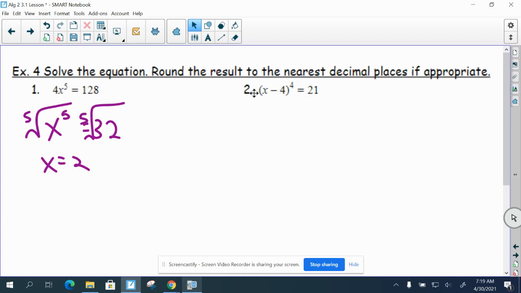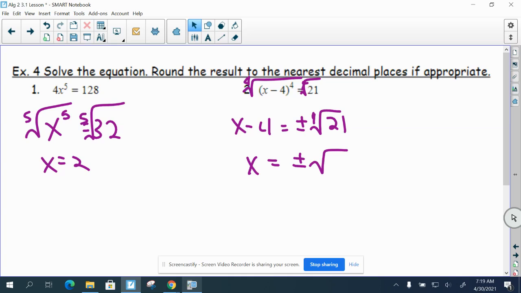All right, for this one, first step would be to take the fourth root of both sides. I don't know what the fourth root of 21 is, so I'm just going to leave it like that. Remember from Algebra 1, whenever you take an even root, you have to consider the plus or minus. So we have to do plus or minus the fourth root of 21. If I wanted to write this in exact form, I would add the 4 over, and say x equals plus or minus the fourth root of 21 plus 4.